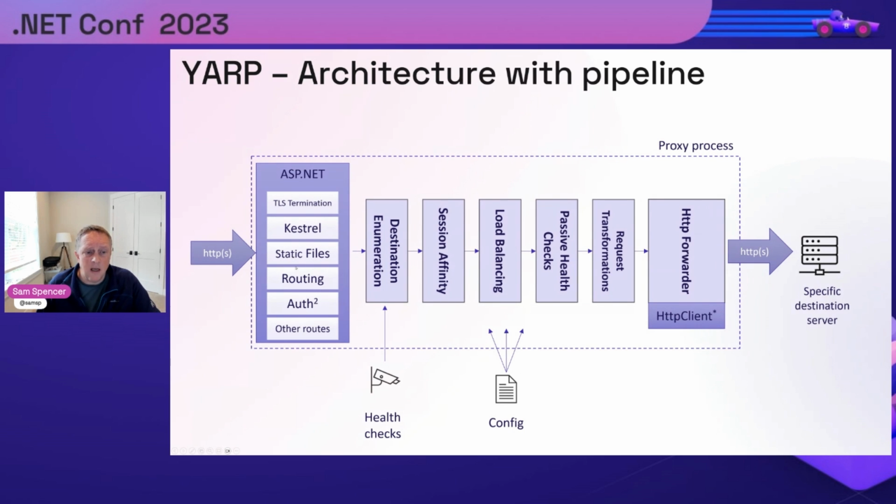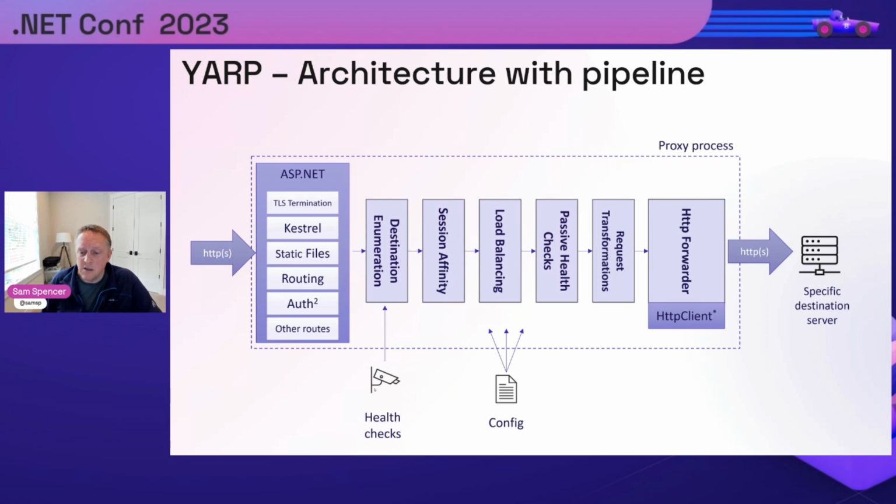When a request comes in that matches that route, ASP.NET will call into YARP saying, here's the route, here's the HTTP context that's used. And the first thing that YARP does is map from that route to what is the cluster, and therefore what is the potential set of destinations for that request. Another feature of YARP is health checks. We support both active and passive health checks.